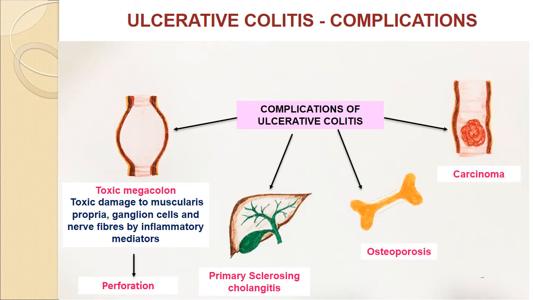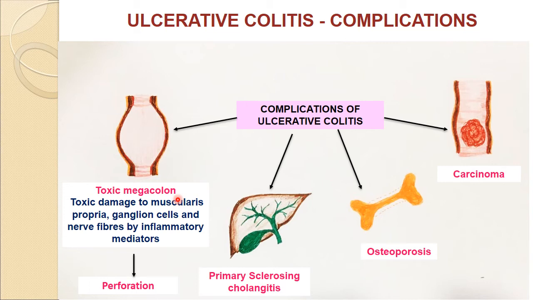Now, what are the complications of ulcerative colitis? One of the most important complications is toxic megacolon. This toxic megacolon is because of the inflammatory mediators released by the inflammatory cells which infiltrate the region of the ulcerated mucosa. These cells release lots of mediators which cause damage to the ganglion cells and also the muscle. When the muscle is damaged, the accumulation of gas and feces causes distension of the colon. That distension we call toxic megacolon.